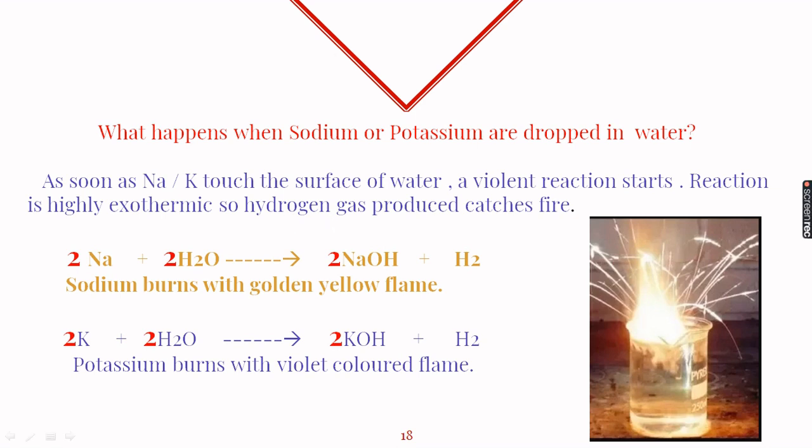Now the reason is that this is a displacement reaction because sodium will displace hydrogen from water, and all displacement reactions are exothermic. As a result, the hydrogen gas which is produced will catch fire and sodium will also start burning. So the color of the flame will be golden yellow. In case of potassium, the color of the flame will be violet. So both these metals on touching the surface of water react and they will catch fire.